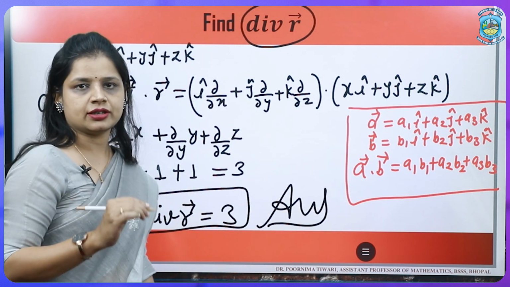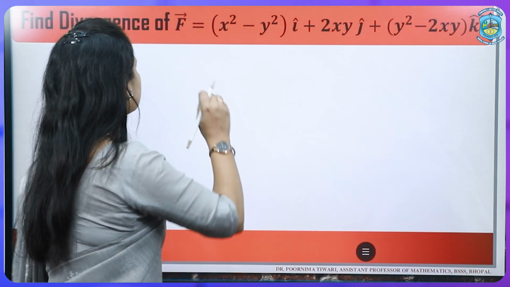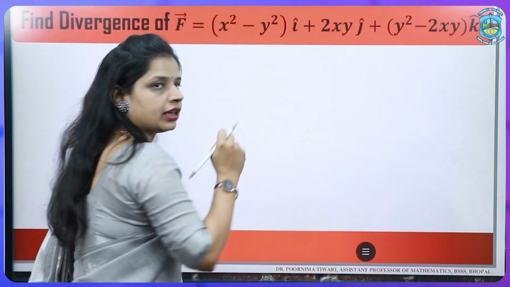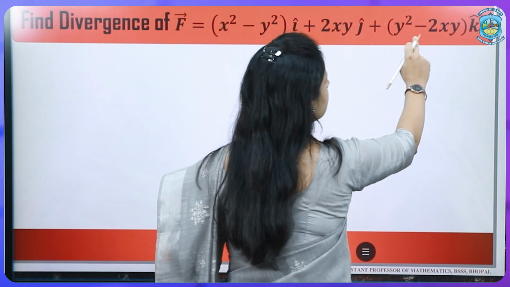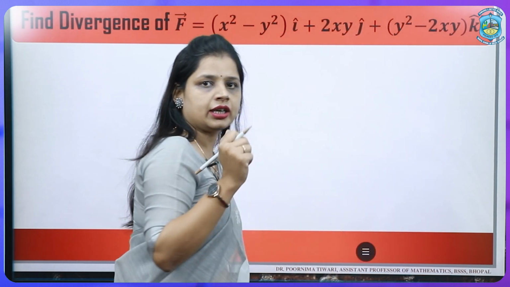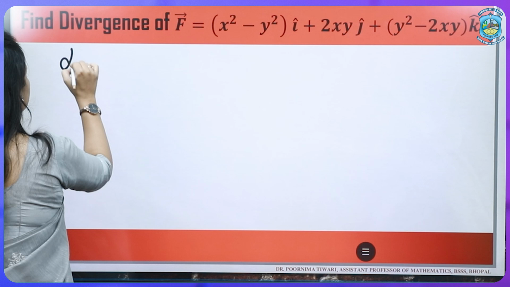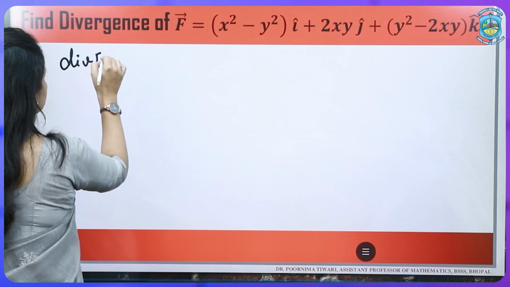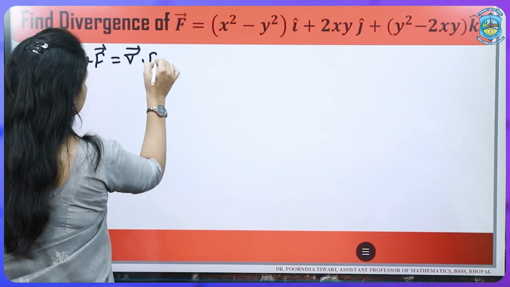That is our answer. Next, we will find divergence of this vector f, which is (x square plus y square) i cap plus 2xy j cap plus (y square minus 2xy) k cap. So, we will use the formula of divergence. Divergence of this vector f is nabla dot f.